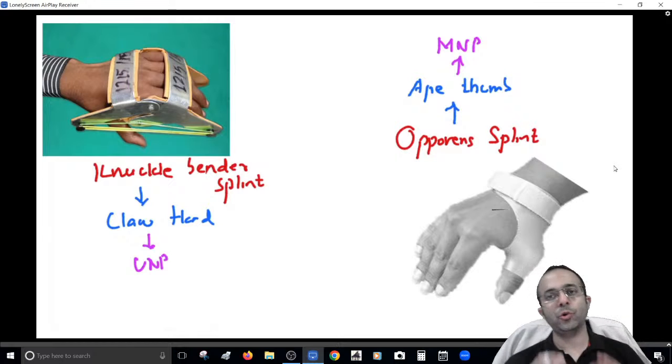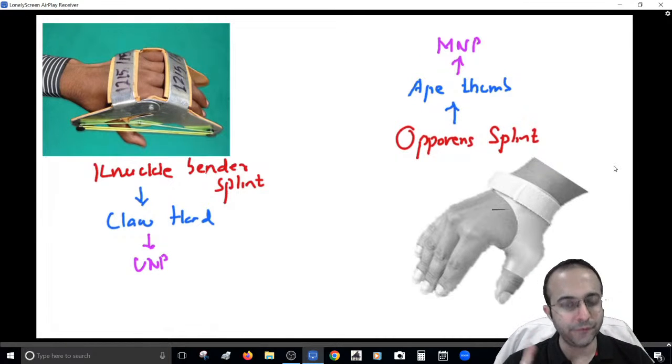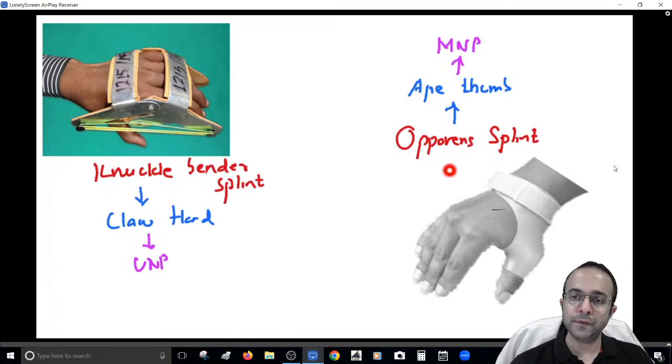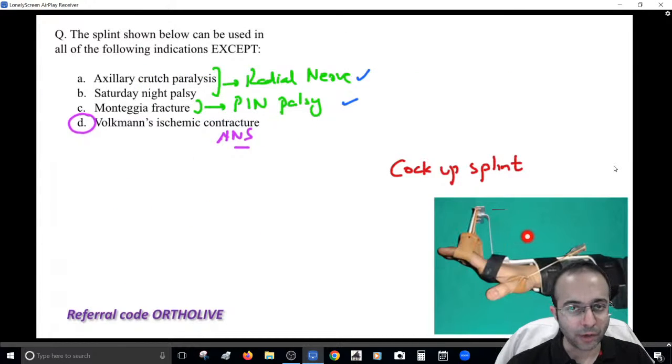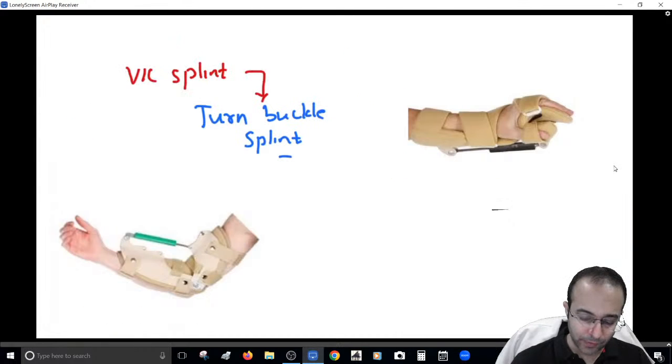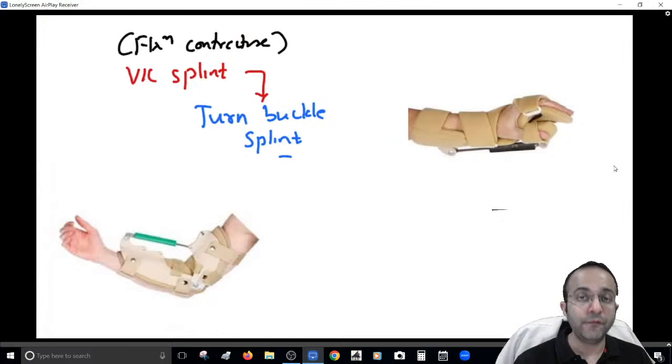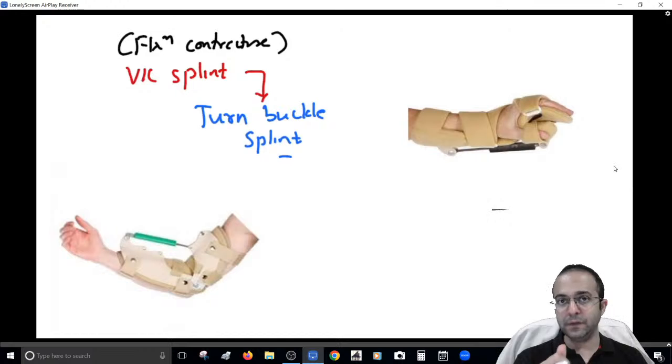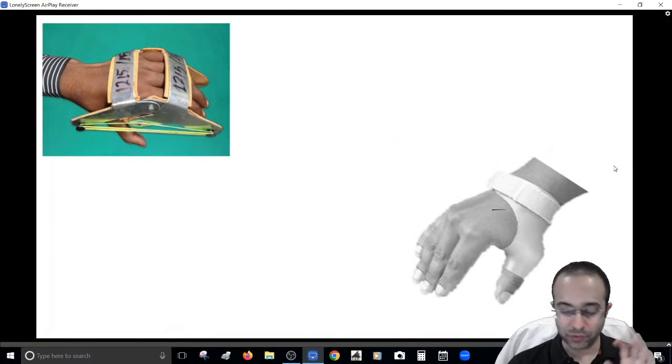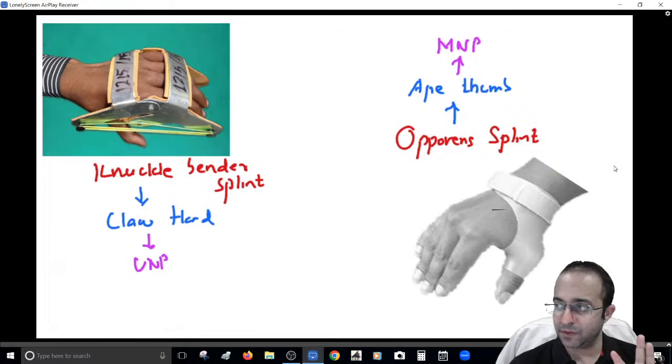So I hope with this question you are also clear with the classical splints we give for 3 different nerve palsies. What we give in median nerve palsy is the opponens splint, in ulnar nerve palsy is the knuckle bender splint. What we give in the radial nerve palsy is the cock-up splint in radial nerve palsy or PIN palsy. Okay, and in case there is a patient with a Volkmann's ischemic contracture, where you have a flexion contracture of the joints fixed in flexion, you give turnbuckle splints with these buckles. So you turn these buckles to stretch a contracture. Clear with that? Clear with that, guys? So understood with this part also, you are clear with these splints also.